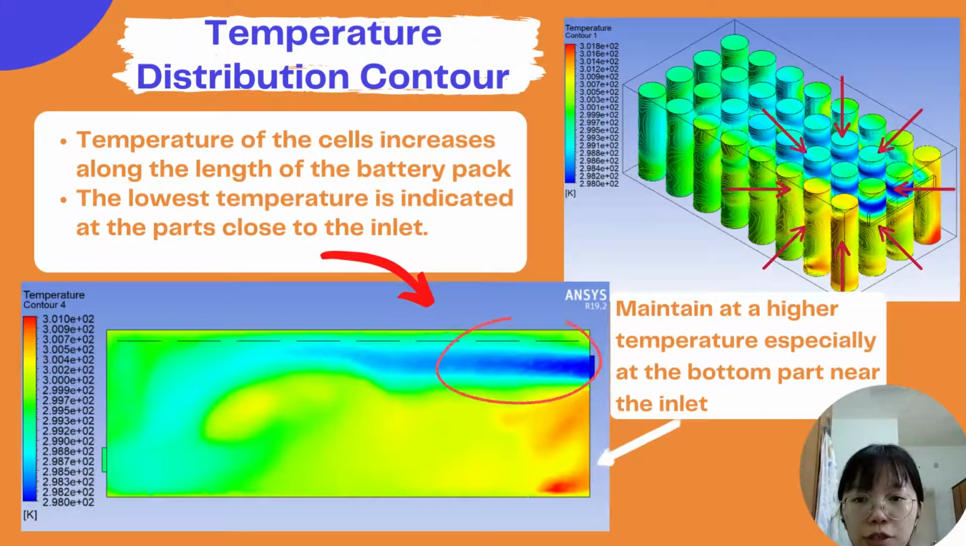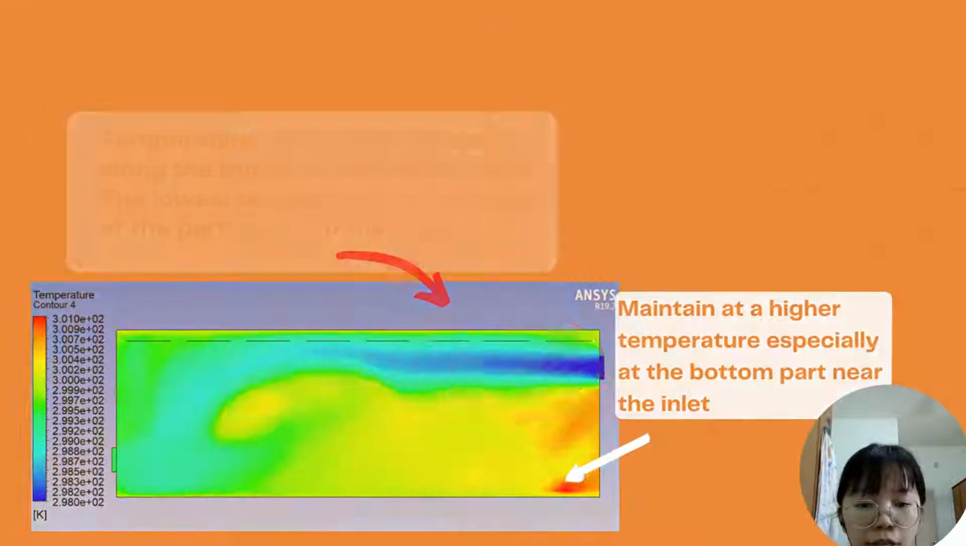Next is the temperature distribution contour. The temperature of the cells increases along the length of the battery pack when the cool air flows in from the inlet. The lowest temperature is indicated at the part close to the inlet, and the cells maintain a higher temperature, especially at the bottom part near the inlet.